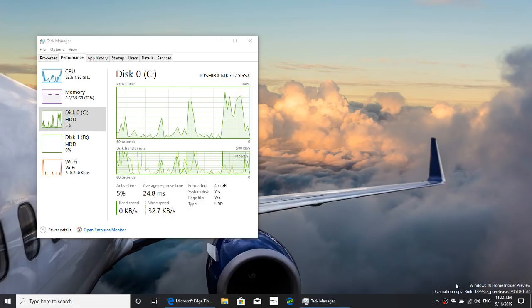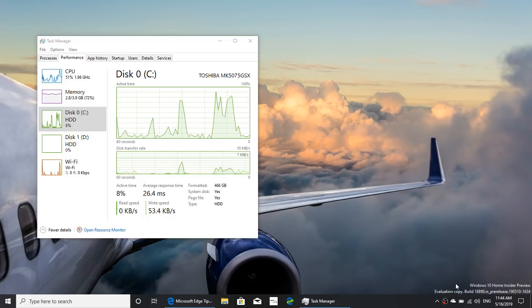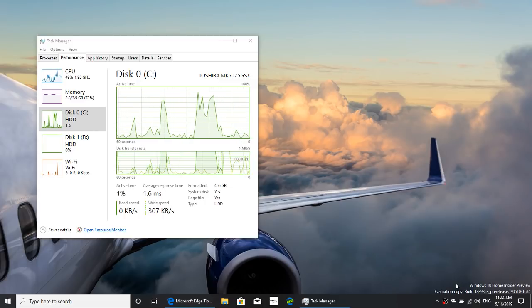This is the quick look at the next version of Windows 10 for the year 2020. This is build 18898 for 20H1. A lot of people are asking what the H means. It means half. So 20H1 is the first half of 2020.